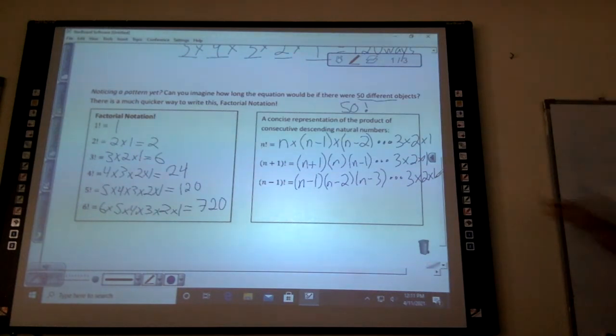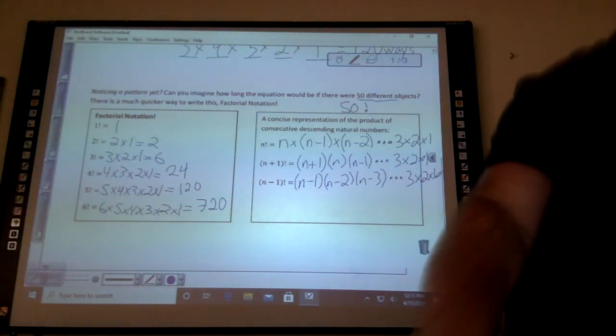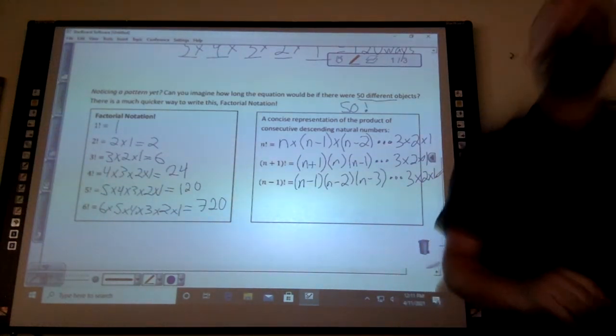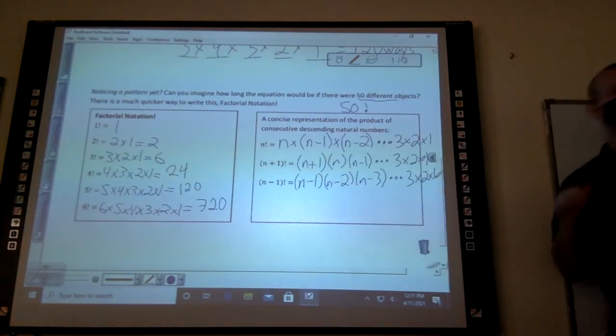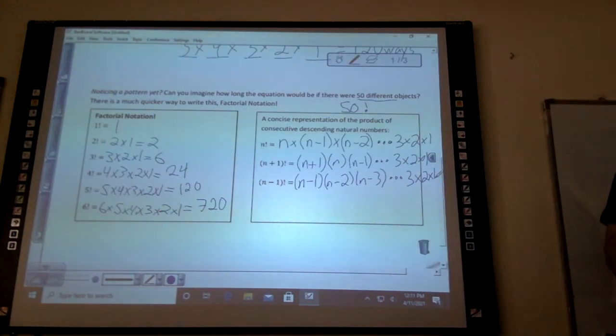So this is going to be important as we try and solve some of these problems. We'll get to that in the next page. Any questions with this? Okay. Just give you a sec till you write it down.